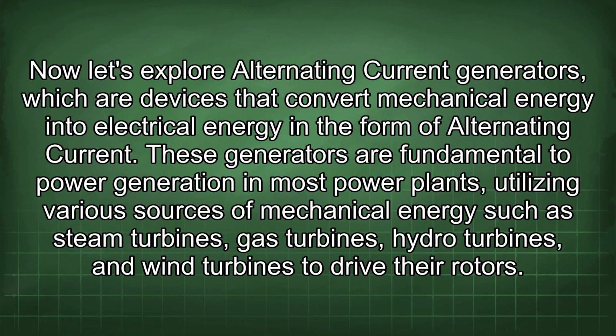Now let's explore alternating current generators, which are devices that convert mechanical energy into electrical energy in the form of alternating current. These generators are fundamental to power generation in most power plants, utilizing various sources of mechanical energy such as steam turbines, gas turbines, hydro turbines, and wind turbines to drive their rotors.